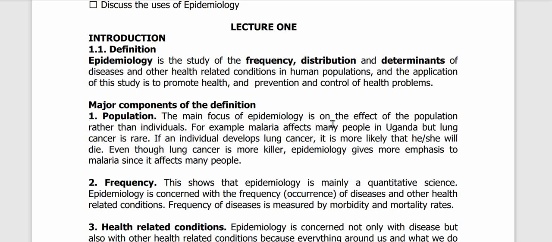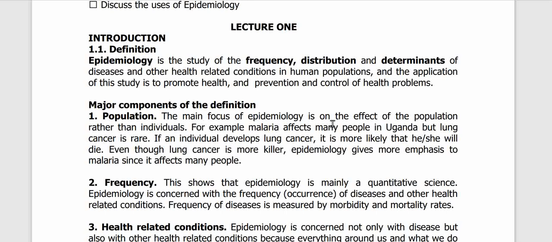So if we are to break down the terminology, we have the word epid. Epid basically means populations. And then demo basically means within. And then ology is simply the study. So when we talk about the study of populations, the study of the within, we are focusing mainly on the diseases.